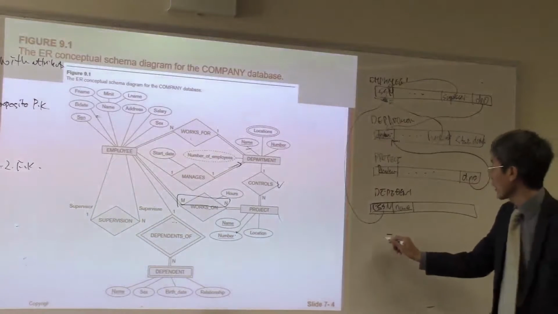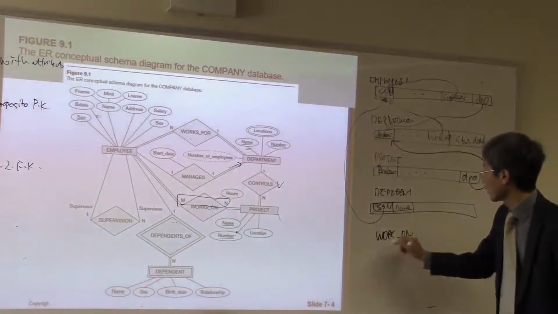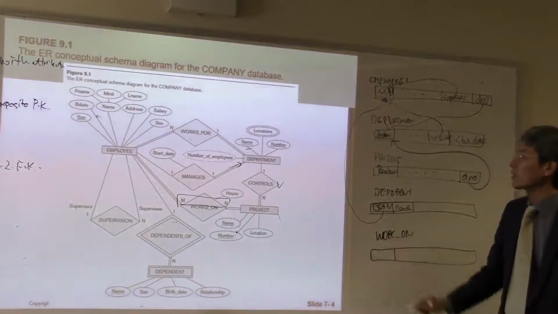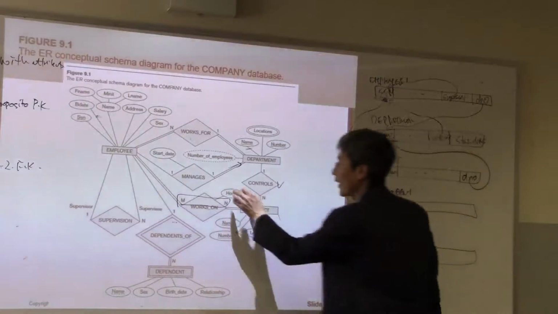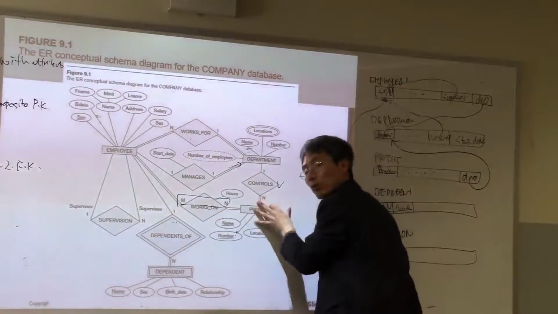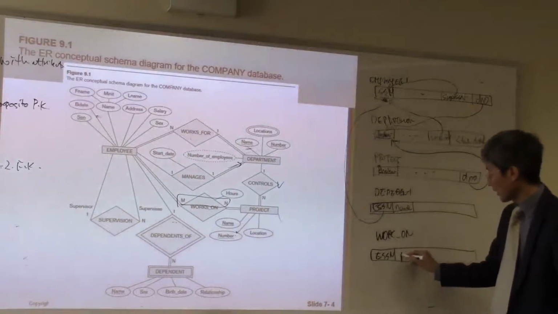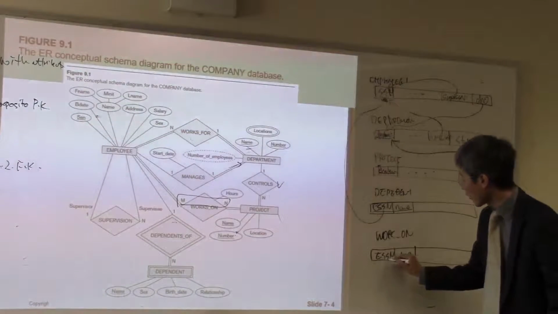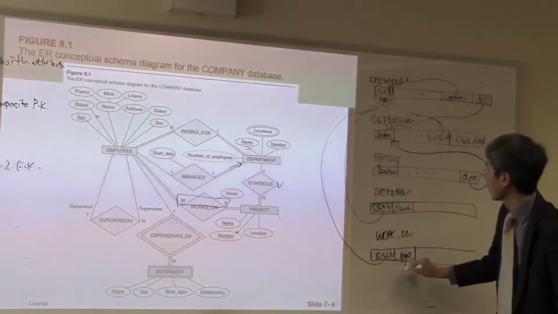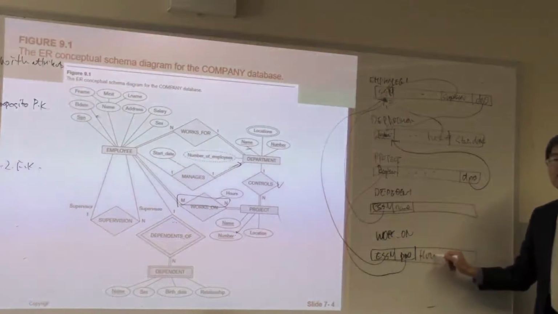Why don't we name it Works, following the name of the relationship? Then what is the key of this one? To identify the number of hours, you should know the employee and you should know the project, which means ESSN plus PN. So it's a composite primary key. Then create this, then add hours.